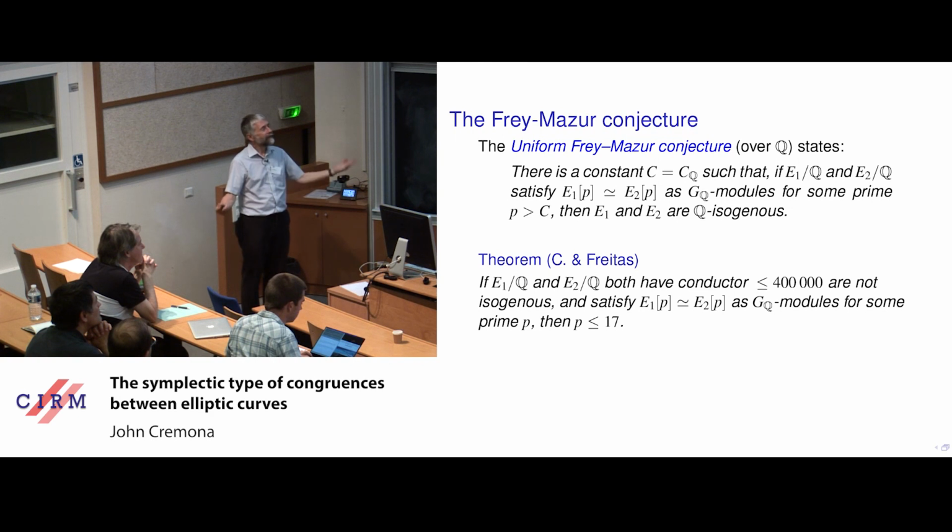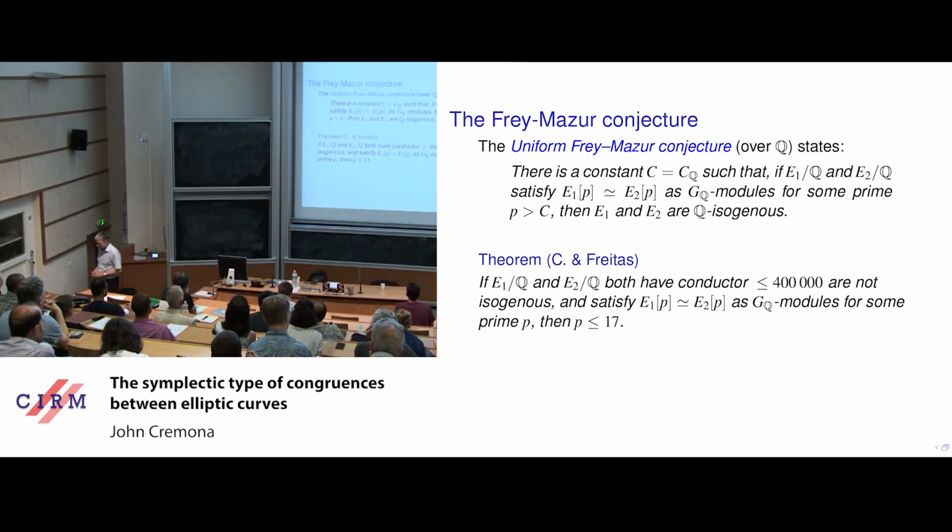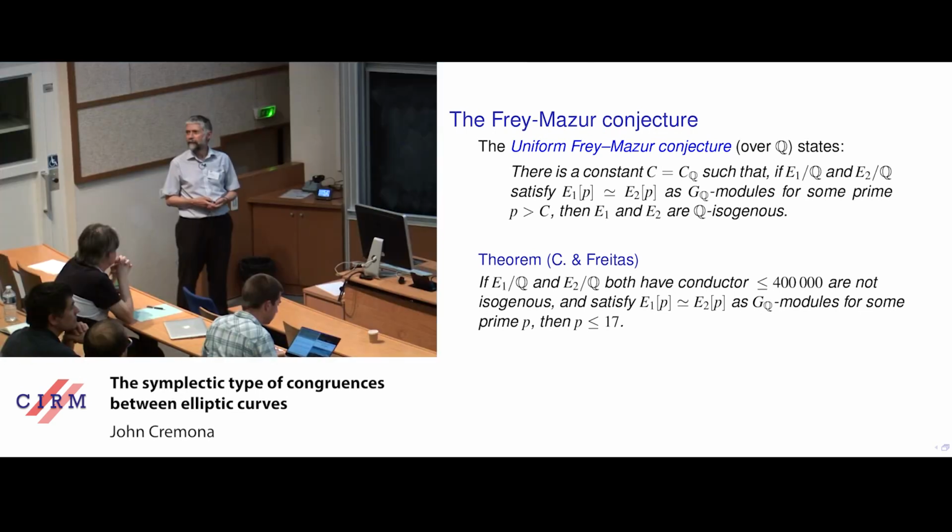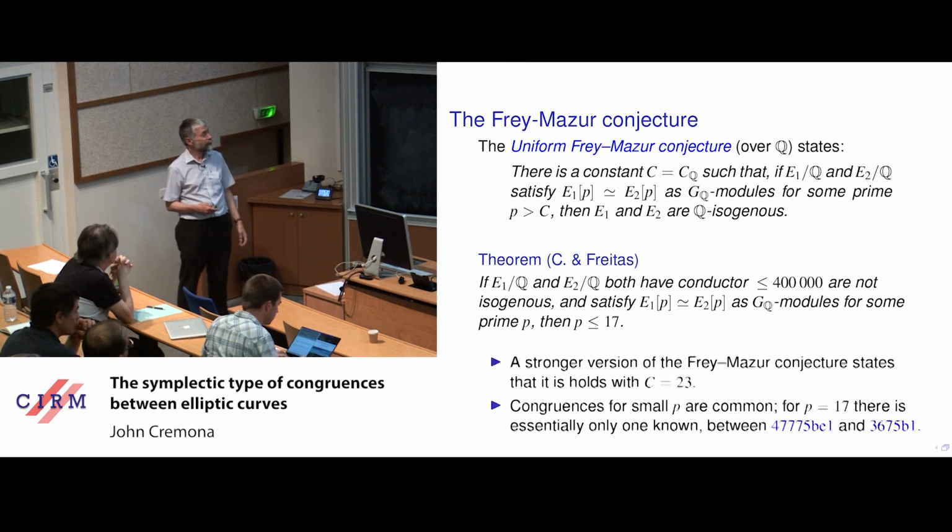But in this range, which is all the elliptic curves in the LMFDB database, and the elliptic curve part of which used to be called the Cremona database, but isn't any longer, in our database, there are no congruences modulo any prime greater than 17. But for all primes less than or equal to 17, there are. And I'll say something about how we prove that a bit later on.